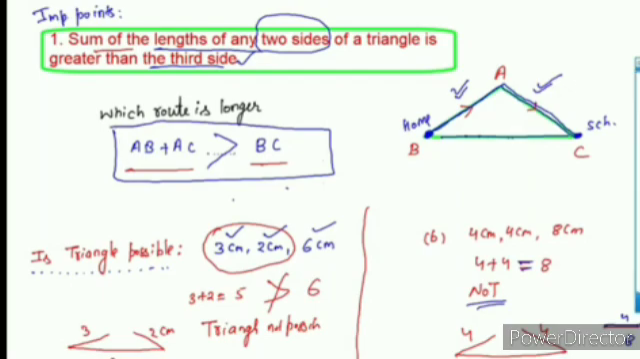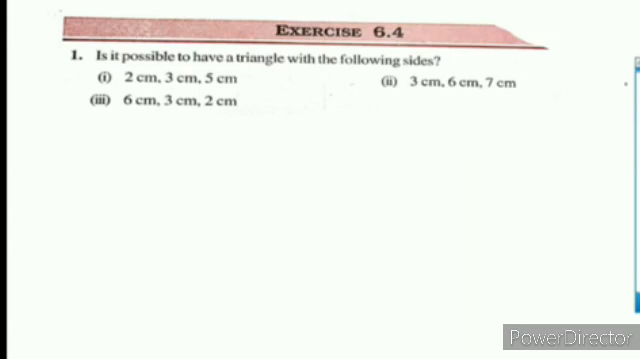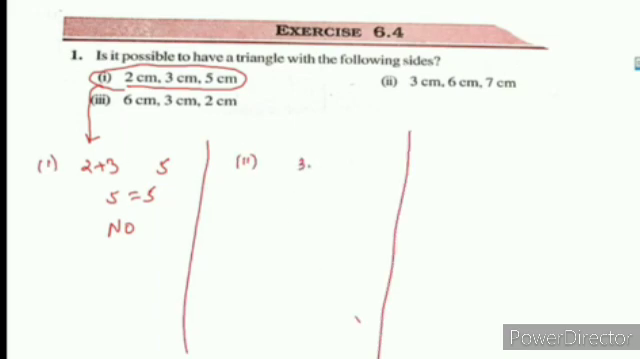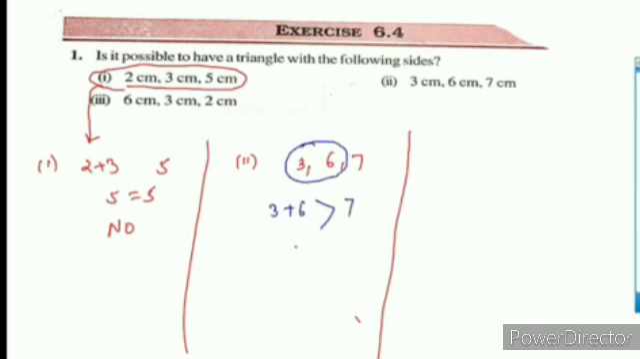Using this property, we are going to solve the problems of exercise 6.4. First one: is it possible to have a triangle with the following sides? Yeah, first one, we'll add the first two sides' measures, 2 plus 3. What are you getting? 5. That 5 is equal to the remaining side measure. So it is not possible. And second one, add two sides' measures, that is 3 plus 6. Is that greater than 7? 3 plus 6 is how much? 9. 9 is greater than 7. So it is possible. Yes.